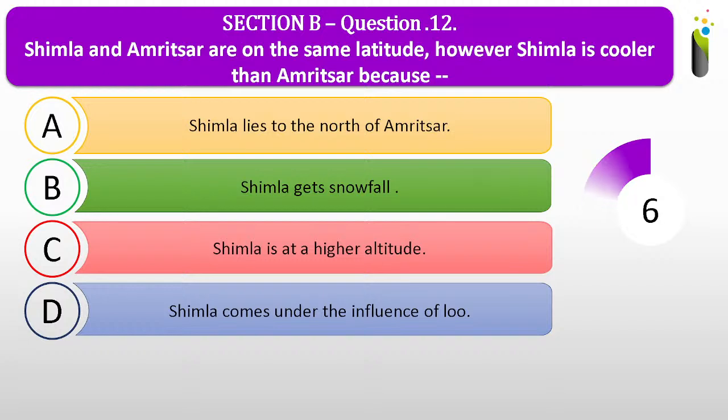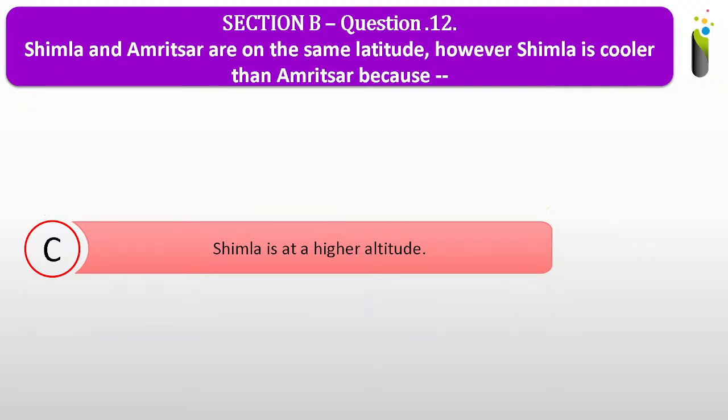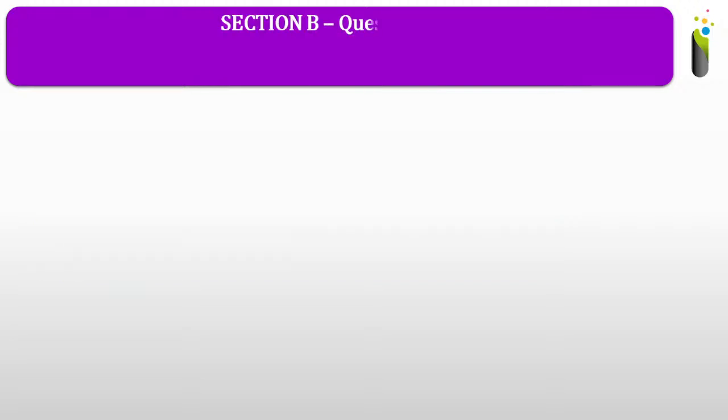And the correct answer for this question should be, come on, answer. The correct answer for this question is C. Shimla and Amritsar are on the same latitude. However, Shimla is cooler than Amritsar because Shimla is at a higher altitude. So you're correct, Arushi and Kavya. We go to the next question, number 13.